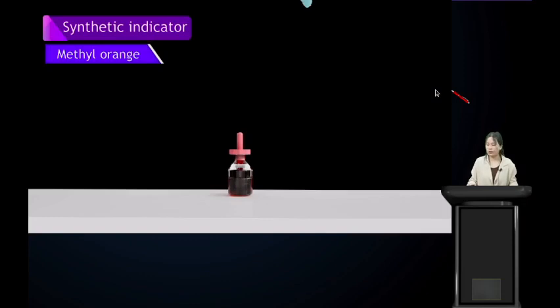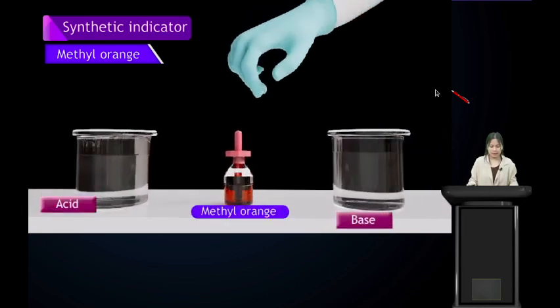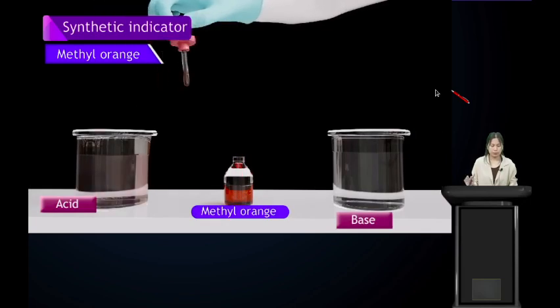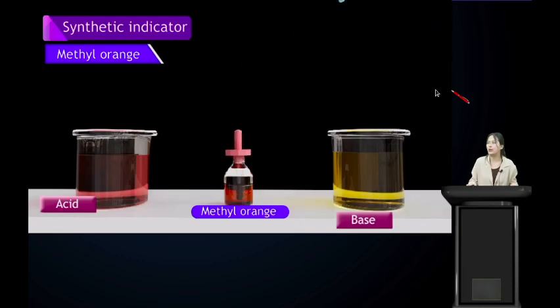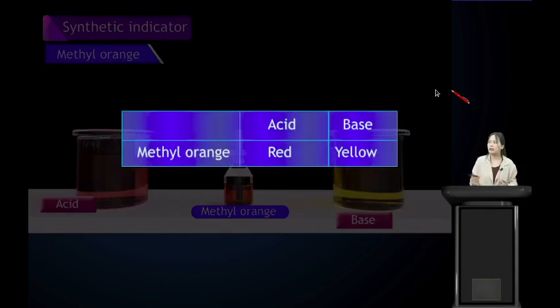Alright students, let us see more. Another synthetic indicator is methyl orange. Take two beakers, one containing acid and one containing base. Now when we add a drop of methyl orange, what changes do we observe here, students? Yes students, we see that the acid solution changes to red color and the base solution changes to yellow color. So methyl orange in acid will change to red color and in base will change to yellow color. So we can also use methyl orange to indicate whether the given substance is acid or base by observing the change in color.